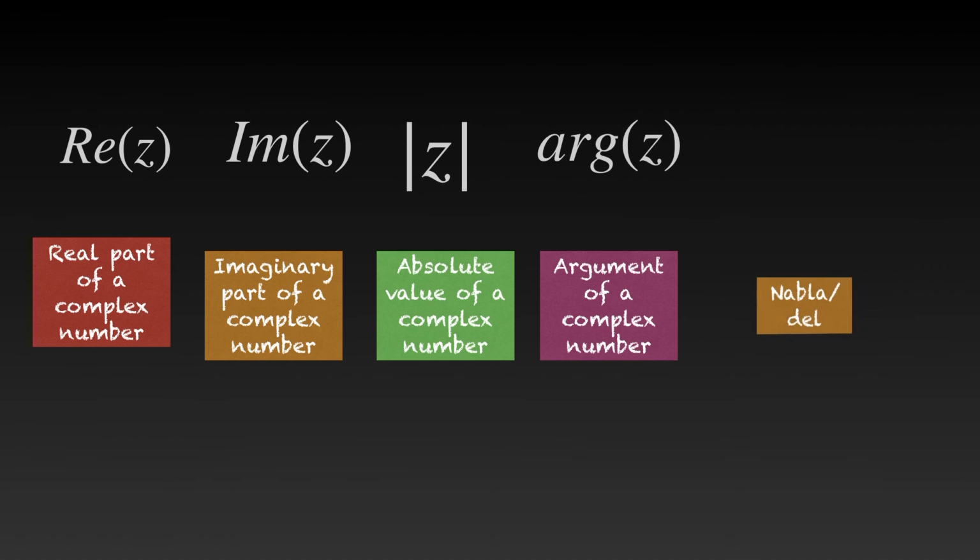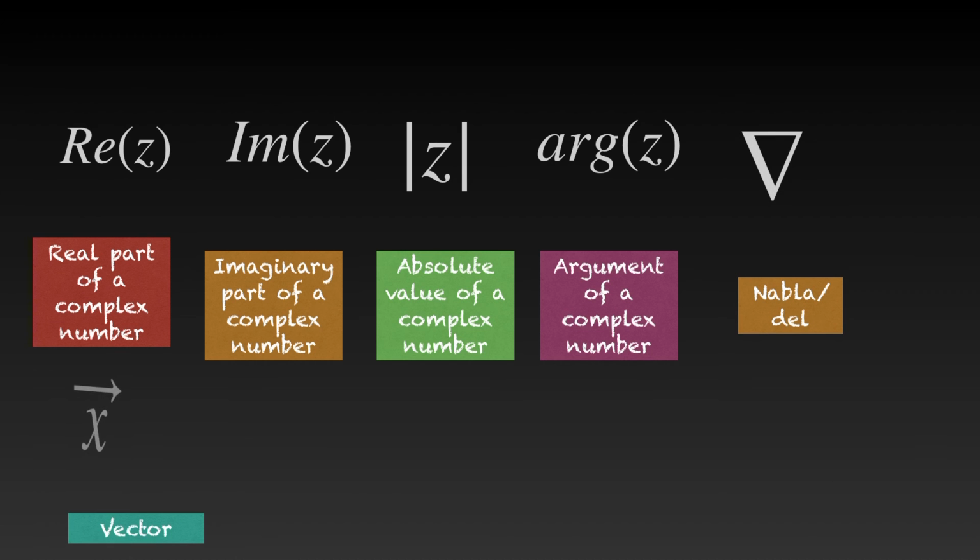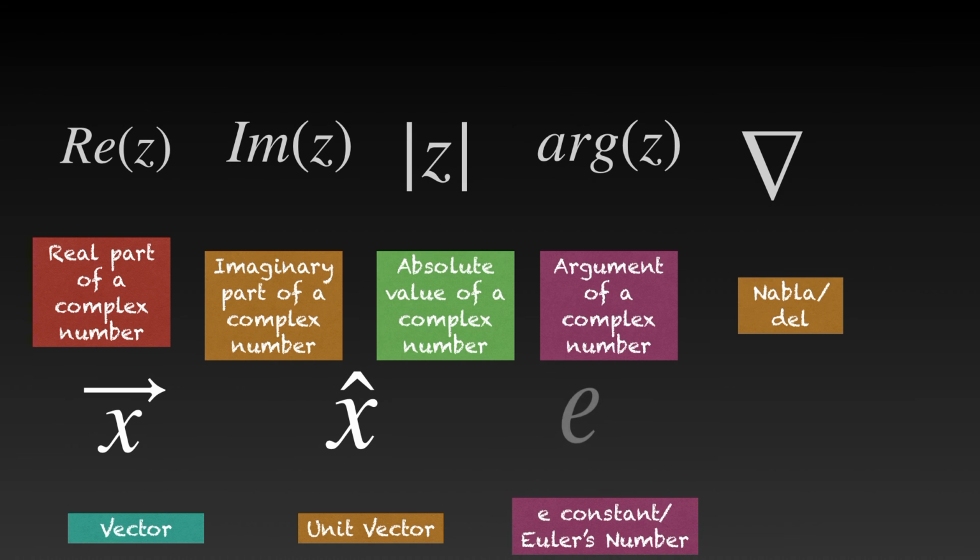The nabla or del operator symbol is shown here. This symbol represents a vector if we have an arrow on some letter, x, y, z, a, b. If we have a hat on some letter, it represents a unit vector. The constant number, also known as Euler number, is represented by letter e, and this represents the symbol of infinity.